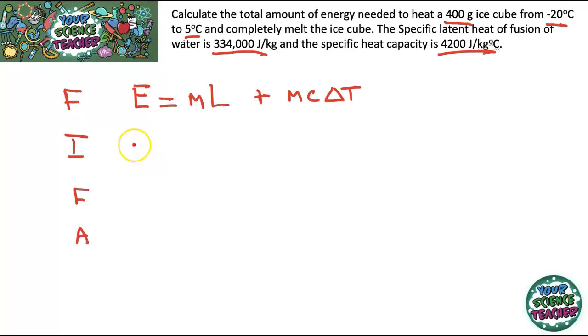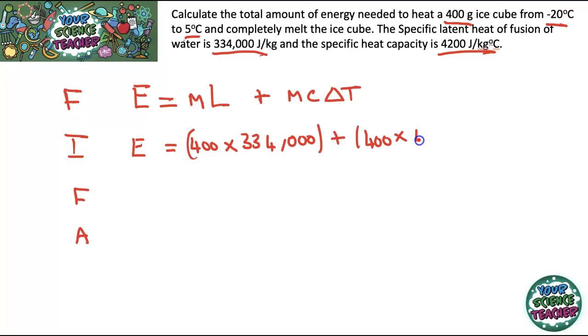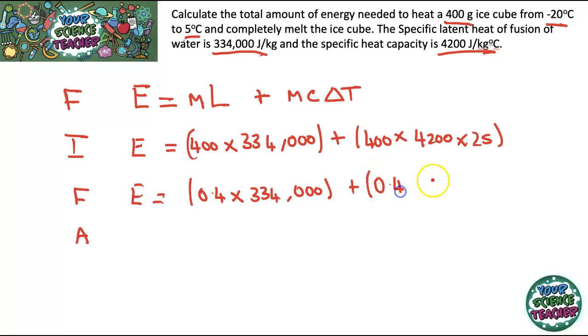So let's insert my values again now. My energy will equal the mass, which is 400 grams, times by the latent heat, which is 334,000. And then I'm going to add that together with my mass, which is 400, times by the specific heat capacity, which is 4,200, times by the change in temperature. So going from minus 20 to 5, it's changing 25. Now the last bit in my fine tuning stage, not everything's in the right form. This is in grams and I need it to be in kilograms. So it's going to equal 0.4 times by 334,000 plus 0.4 times by 4,200 and then times by 25.